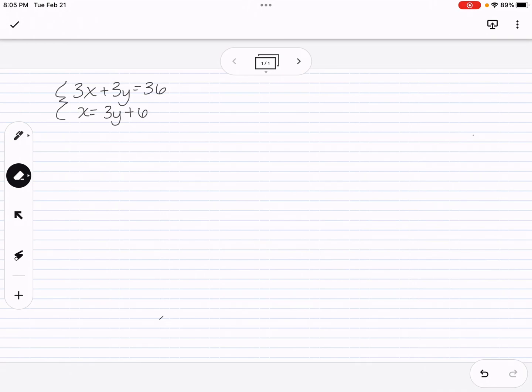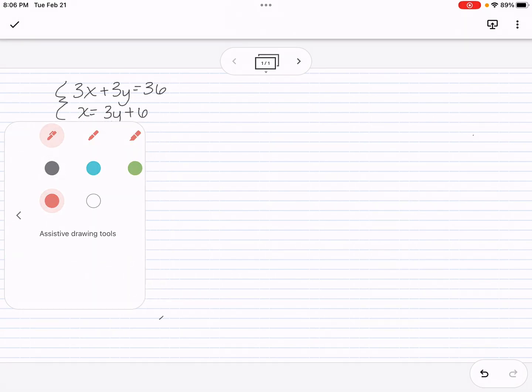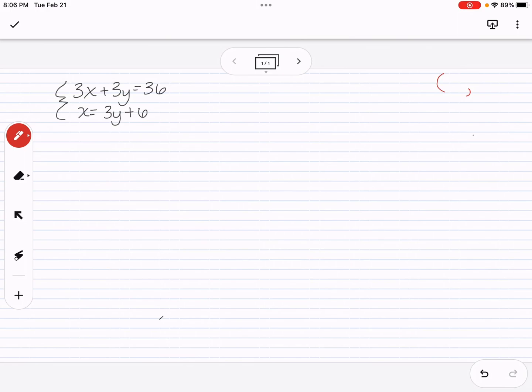Okay, so I have a systems of equations here. First of all, I know it's a systems of equations because it has this bracket that groups them together. And what I want to do is figure out the solution. We know that the solution is the ordered pair where they cross each other. So we need to actually find the x value and the y value for this systems of equations.